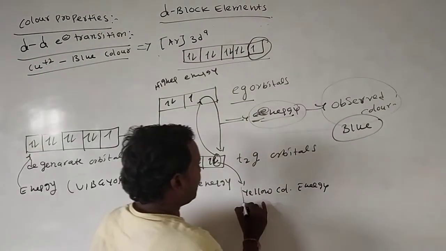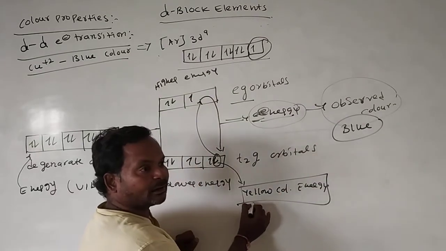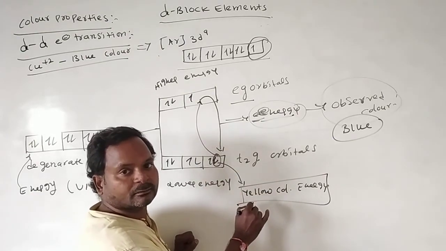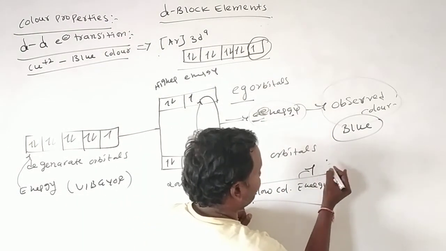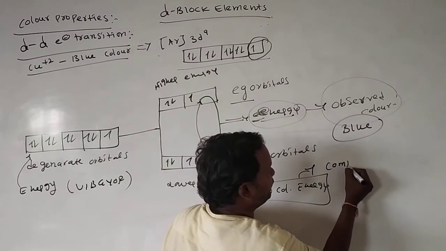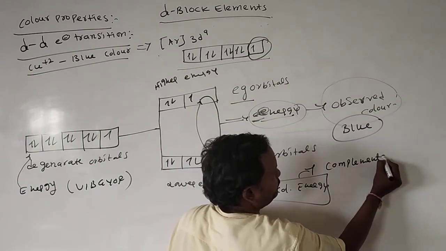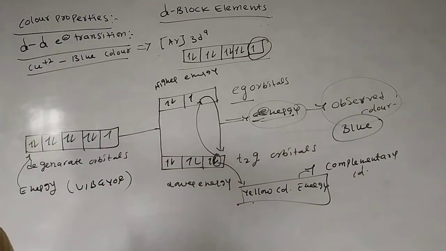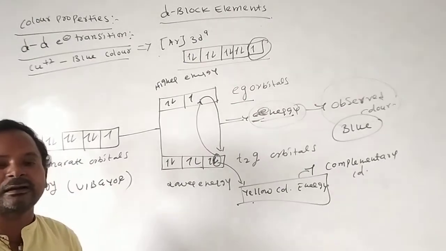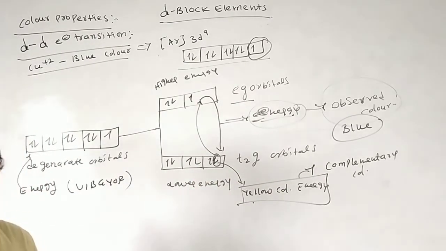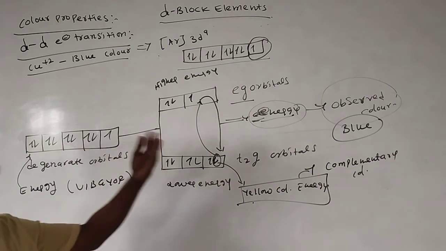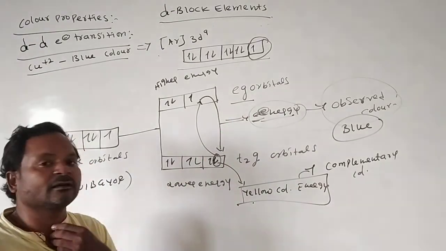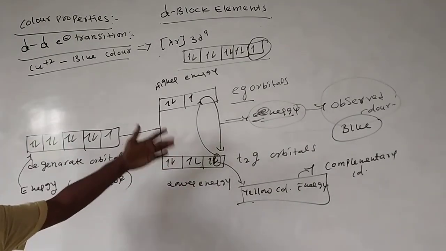Here it absorbs the energy from the visible light. This color we call the complementary color. The element which absorbs the color from the visible light, we call it the complementary color. The color which the element emits and shows, we call the observed color. See what you observed here?